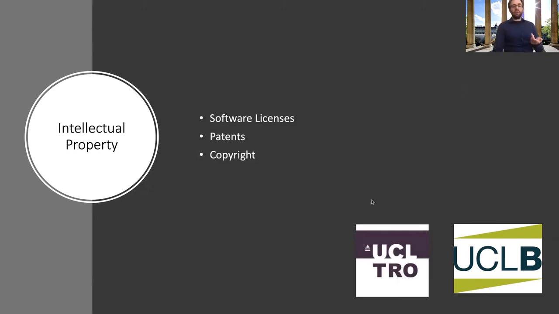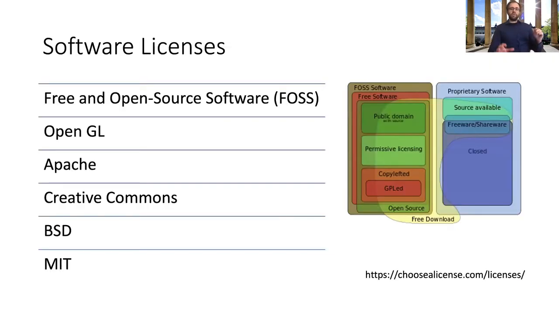Each university has its own organizations to help with this. UCL has UCL Business, which can give you advice on these things. There's also a helpful organization called the UCL Translational Research Office that can provide some advice. But UCL Business is the most pertinent place to go for getting advice about intellectual property. Software licenses, as I mentioned, you have to be careful.